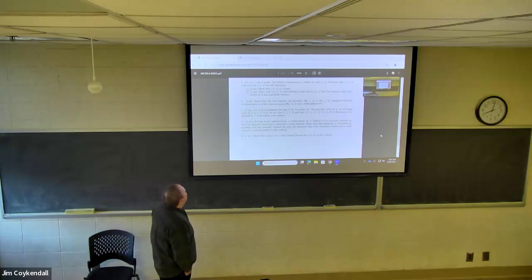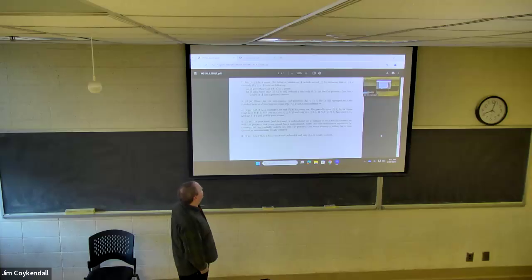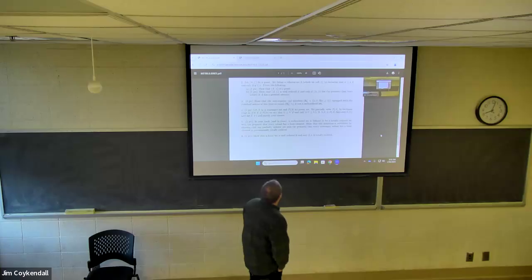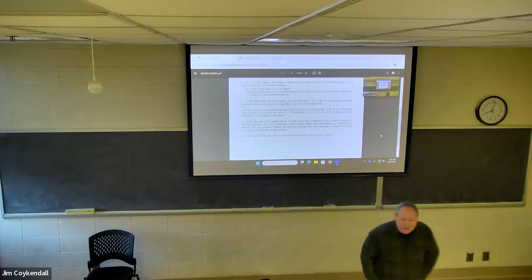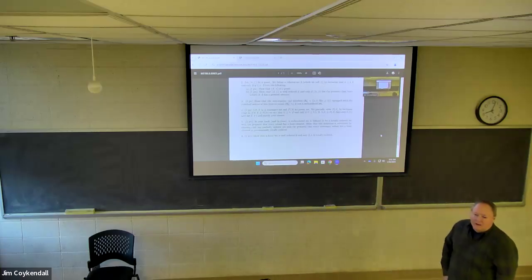Number 3, show that the non-negative real numbers equipped with the standard notion of less than or equal to is not a well-ordered set. I haven't told you what well-ordered technically is, but a well-ordered set is a totally ordered set, so you can compare everything, and any non-empty subset has a smallest element.